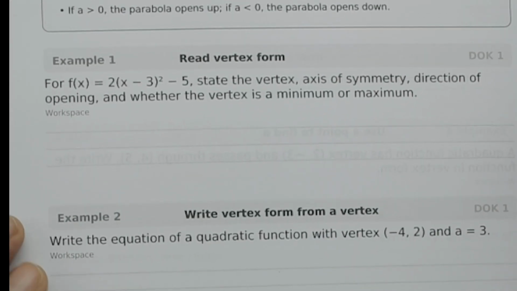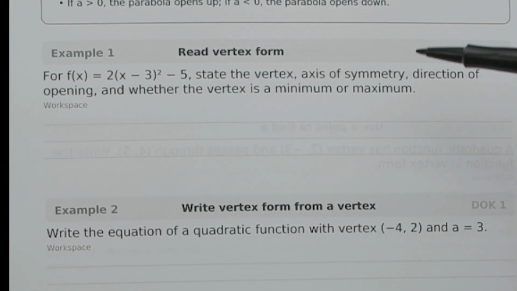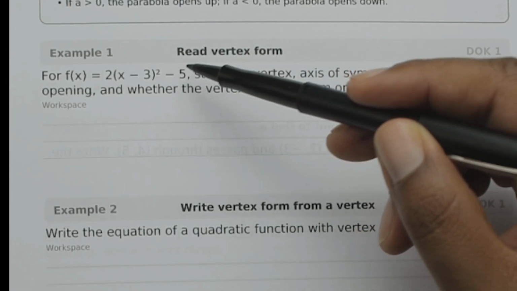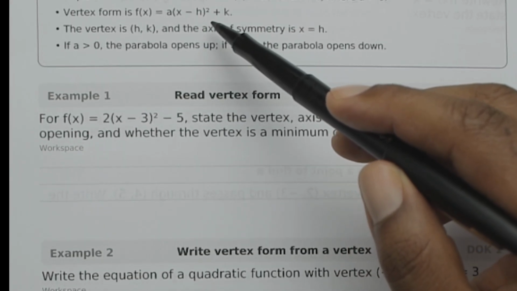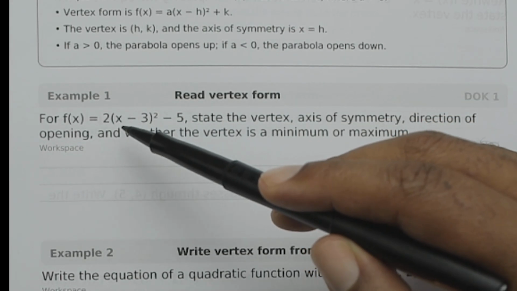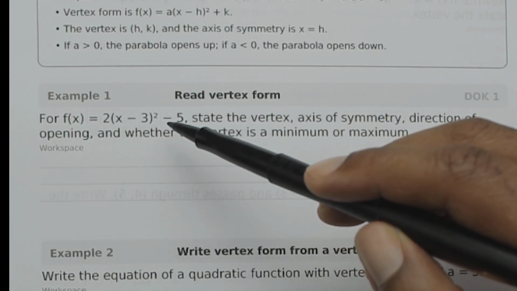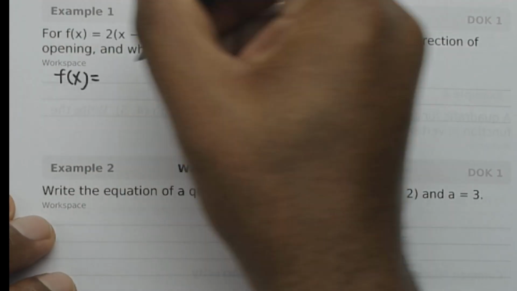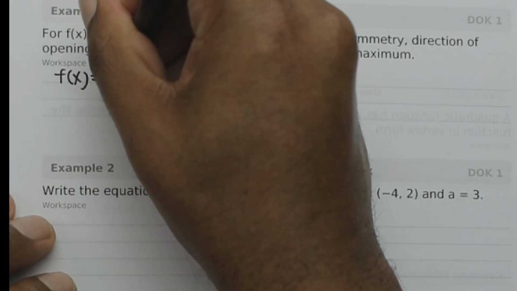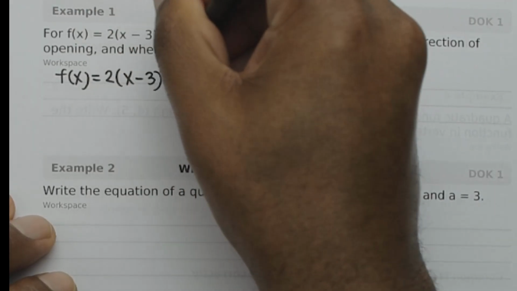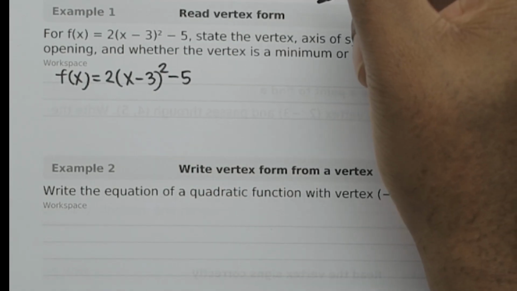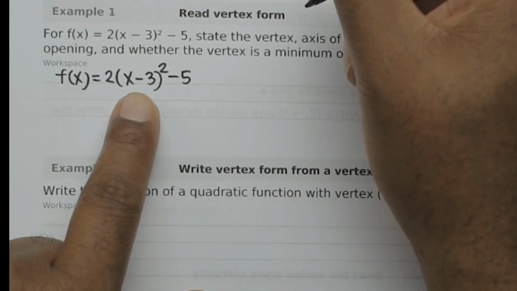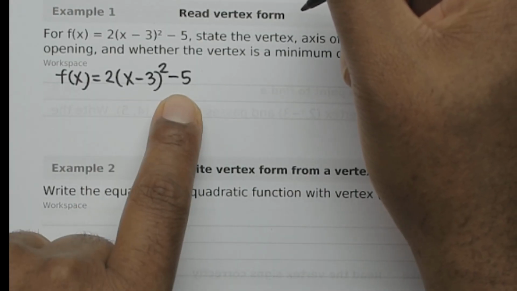So example number 1. For this equation, we need to state the following things. This function is already in vertex form, as you can see. Just to compare it with the vertex form, this is a parentheses x minus h squared plus k. Now, what we have to do is separate the parts. So we have 2 parentheses x minus 3 squared minus 5. So the value of h is 3, and the value of k is negative 5.